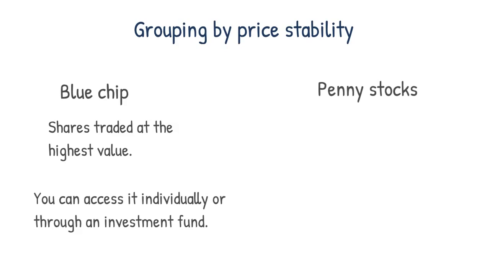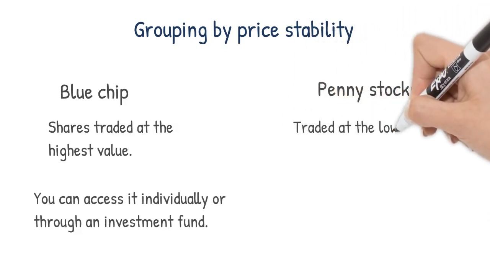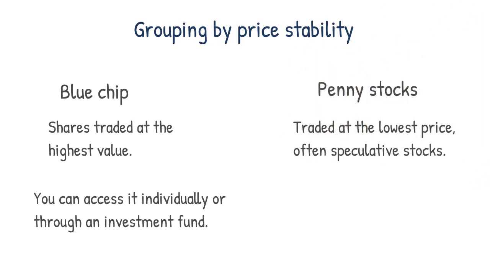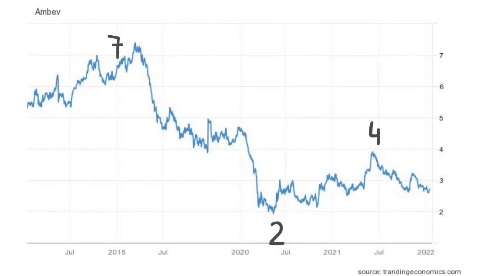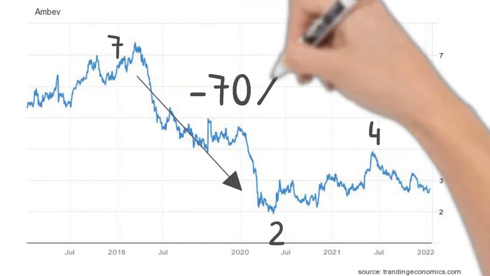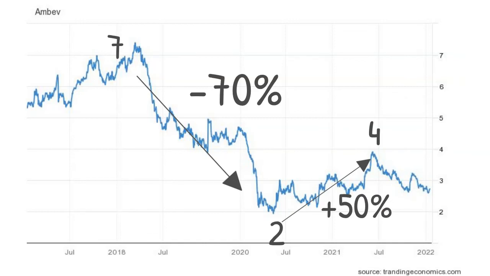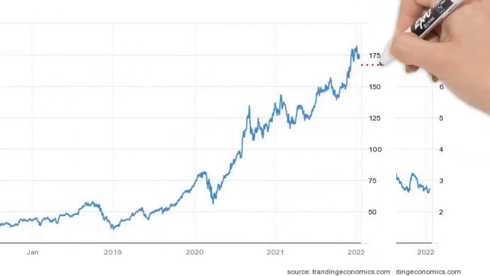Penny stocks are the opposite of blue chip stocks. Their price is low, around a few dollars, but typically less than $1, hence their name. Their price can be highly volatile. The very low price can make you feel like you've caught a good buy. You can feel this especially when you compare it to blue chip prices.